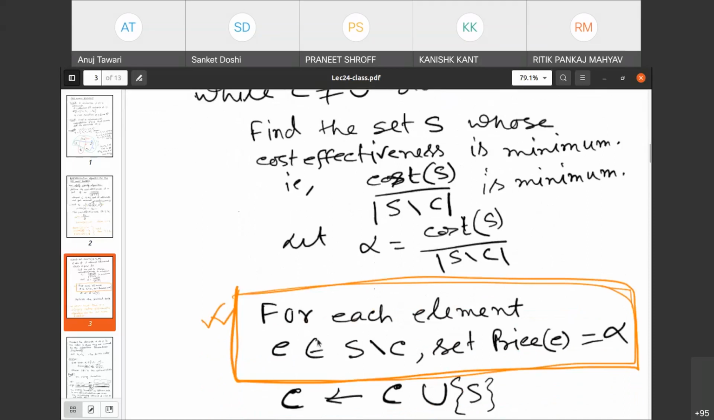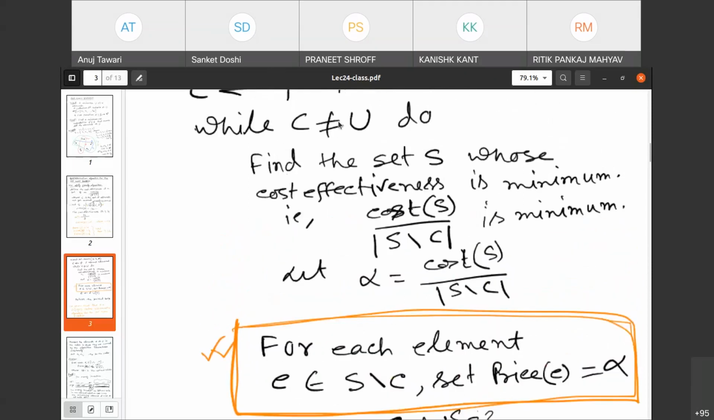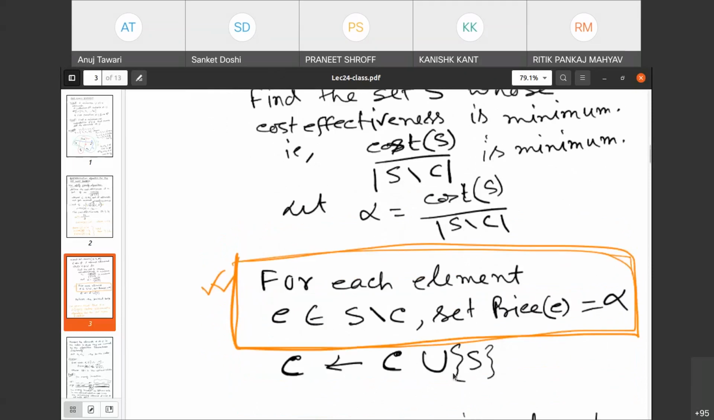And for each element which is newly covered, which is S minus C, we set its price to be alpha. And then we have to update the set of covered elements. So the new set C will be C union the set of elements which are contained in S. Okay. And then again, we repeat this. If it is not equal to the universe, again pick some new set such that this cost effectiveness is minimum and update the total number of covered elements until we cover all the remaining elements.